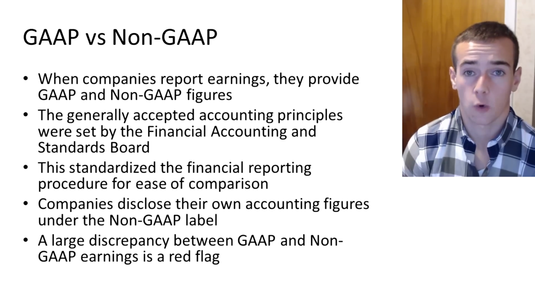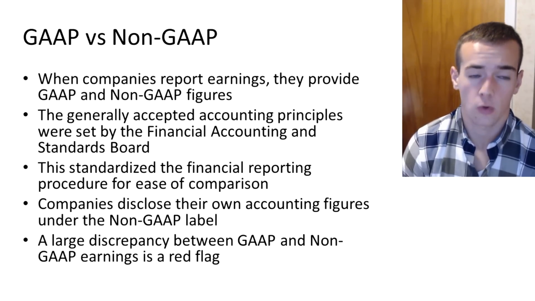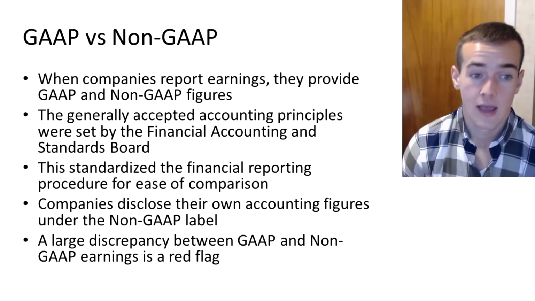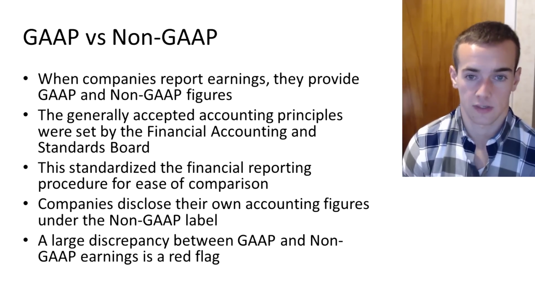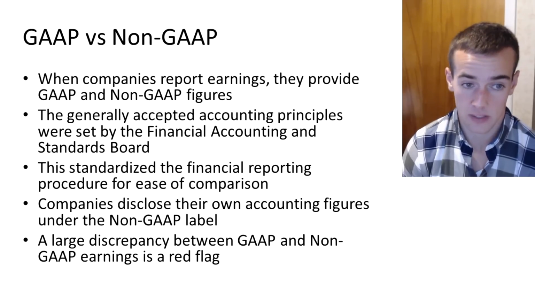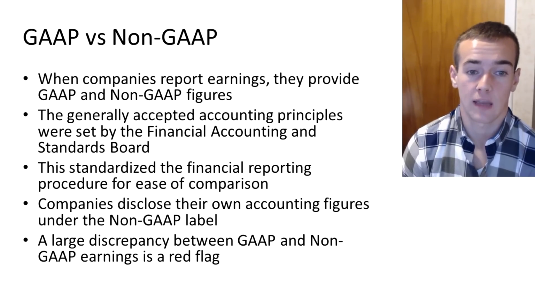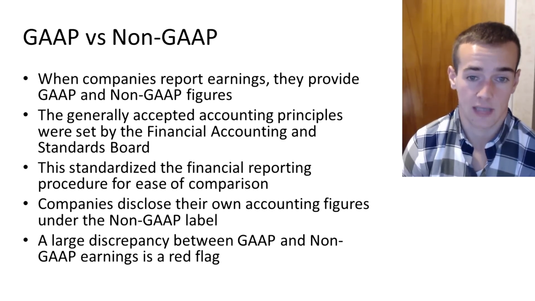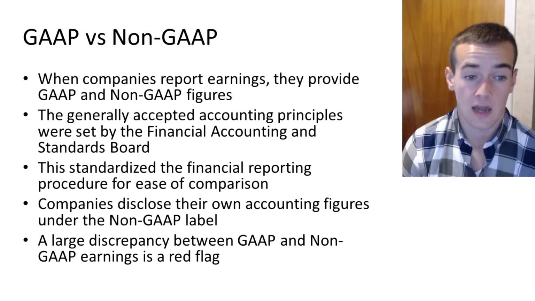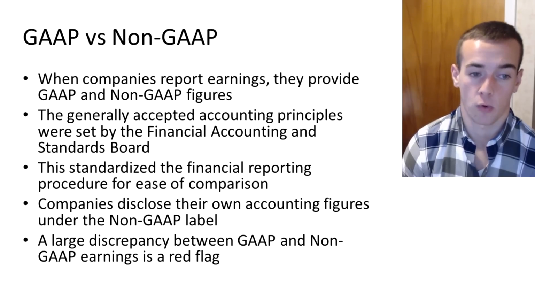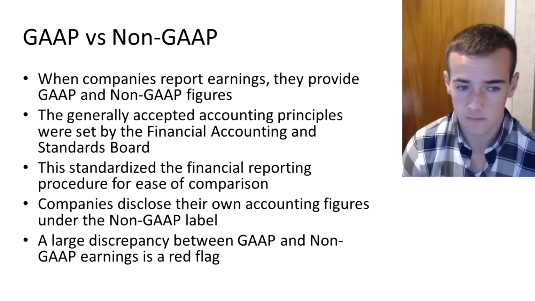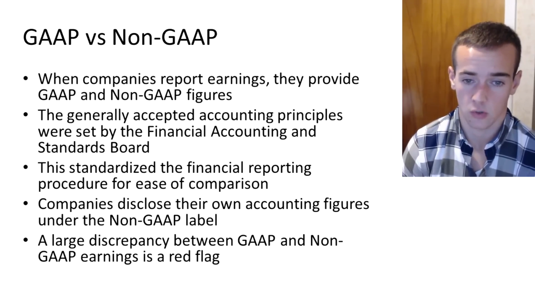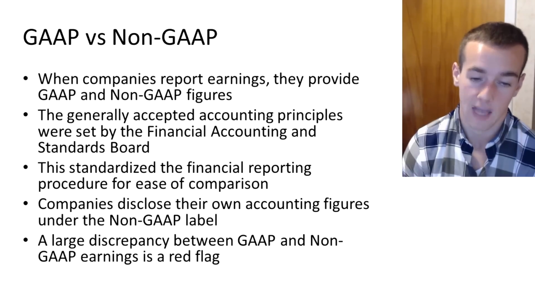Now, when you're looking at the quarterly earnings reports of a company, you're going to see these figures listed in GAAP versus non-GAAP earnings. So when a company reports earnings, they provide GAAP and non-GAAP figures. And the generally accepted accounting principles, or what GAAP stands for, are set by the Financial Accounting Standards Board. Now, this standardized the financial reporting procedure for ease of comparison. So companies are going to disclose the GAAP earnings, but they're also going to disclose their own accounting figures under the non-GAAP label.